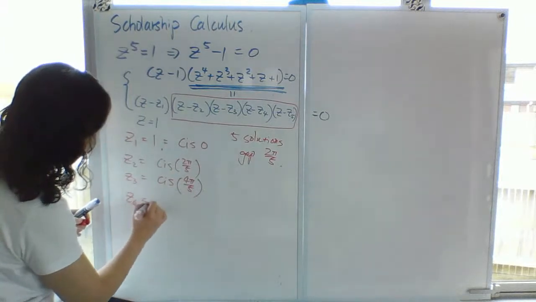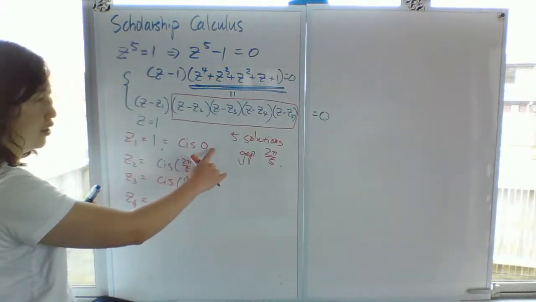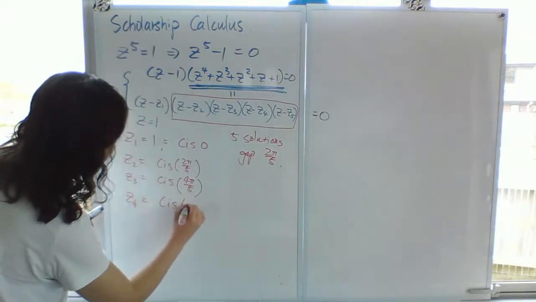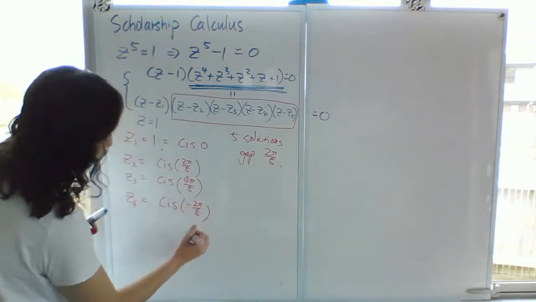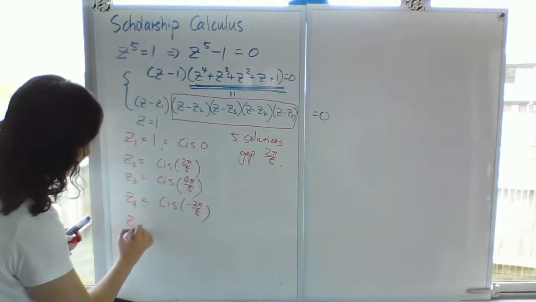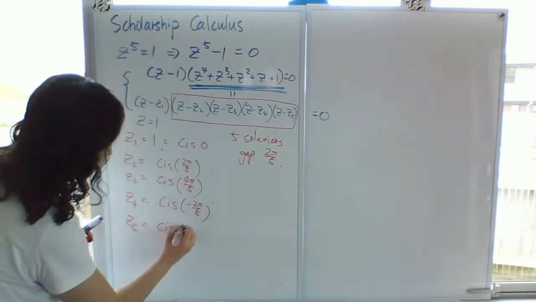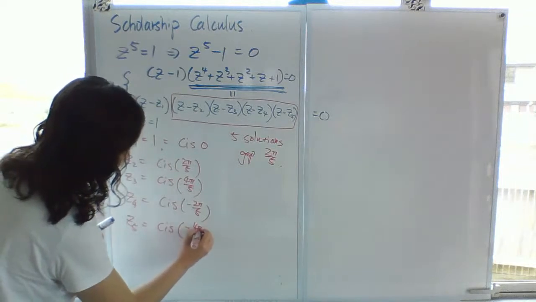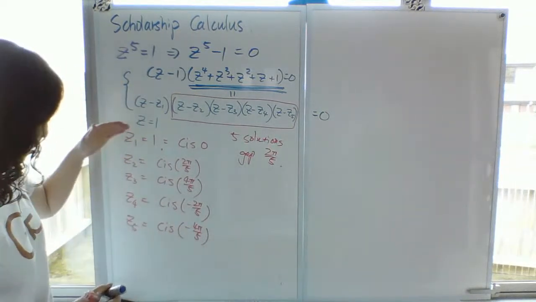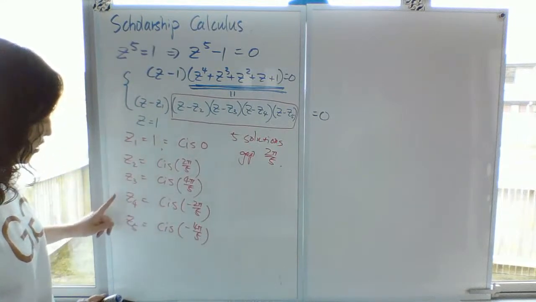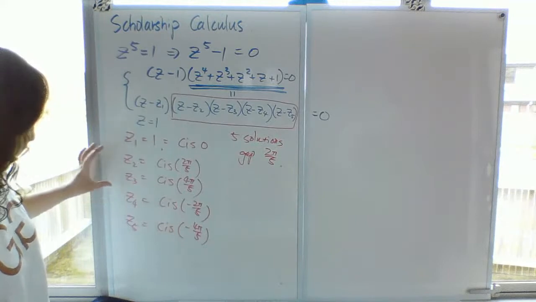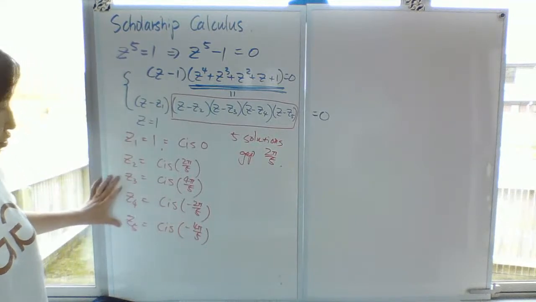So for the fourth solution, I'm starting from this point, going clockwise. That will give me cis of negative 2 pi on 5, which is the conjugate of the second solution here. And then the last solution will be keep going the other way around, so that will give me negative 4 pi on 5. Now, using the symmetry, I can easily get the other two. Notice that z2 and z4 are conjugates, and z3 and z5 are also conjugates.